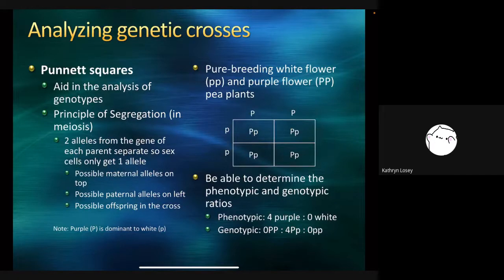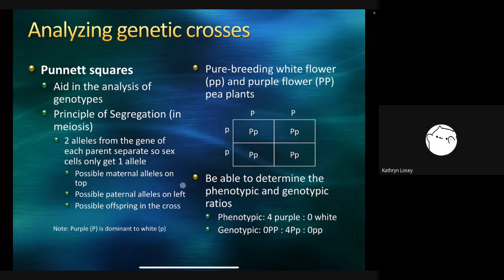All right, analyzing genetic crosses is done with Punnett squares. A Punnett square aids in the analysis of genotypes, showing you the principle of segregation in meiosis, where the 2 alleles of the gene from each parent separate, so the sex cells only get 1 allele. Normally you have the maternal alleles on the top and paternal alleles on the left, and then your possible offspring go into the cross of the Punnett square.